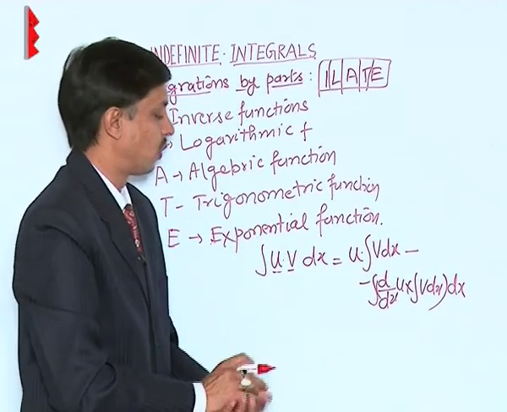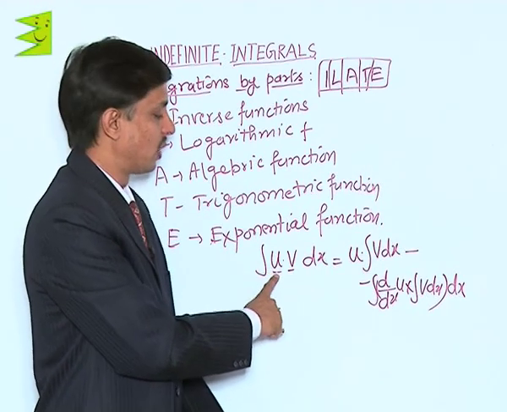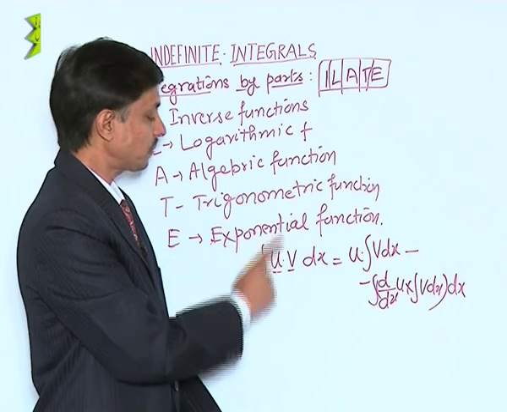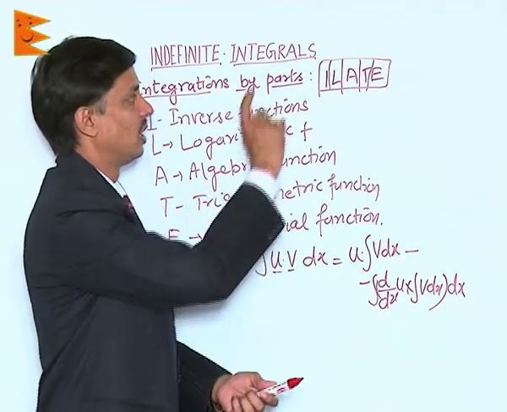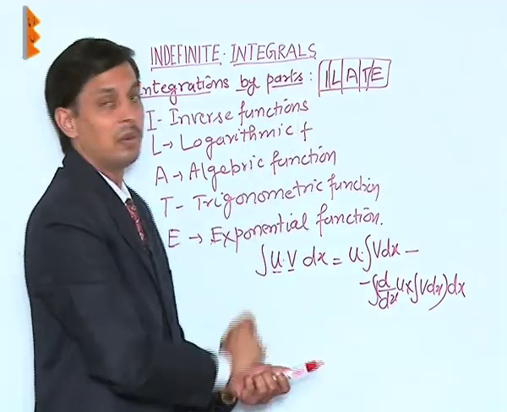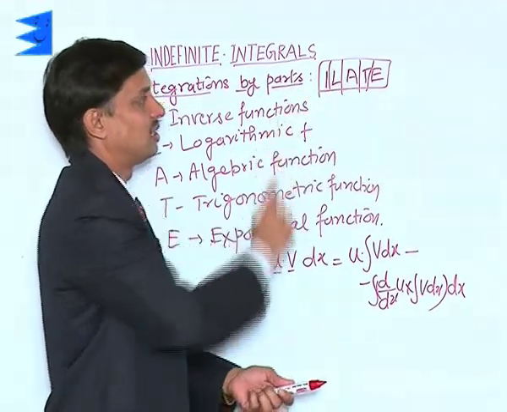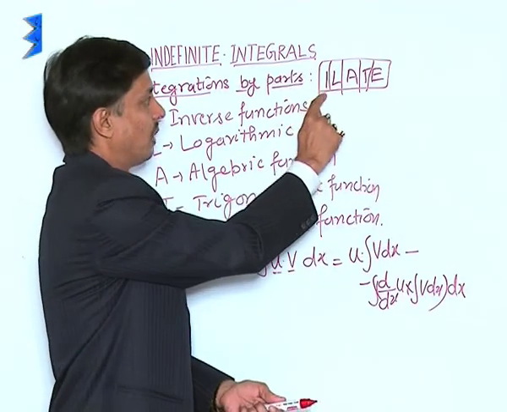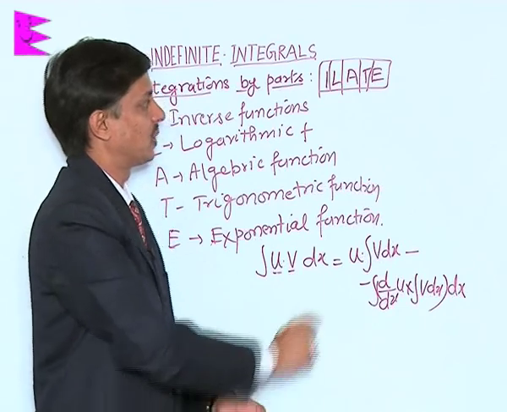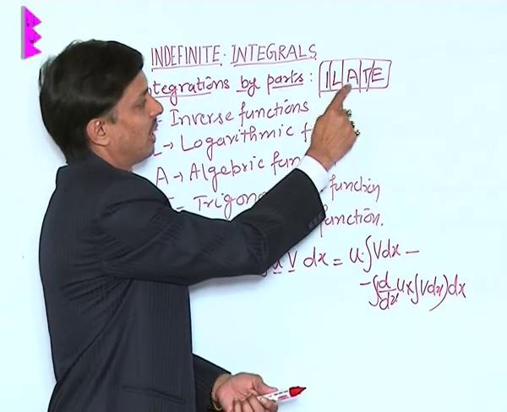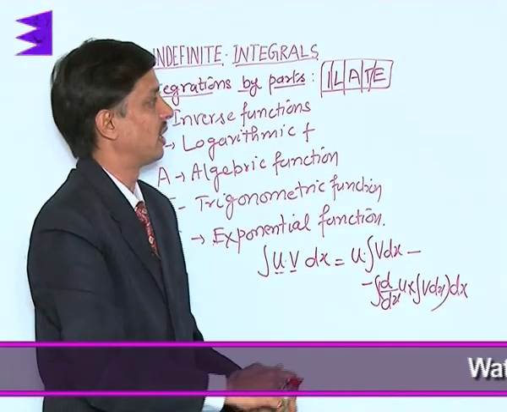Which function is first? It is not necessary that if u is written first, it will be taken as first. If an inverse function is there, then inverse will be taken as first. If inverse is not there, then logarithmic will be taken as first. If inverse and logarithmic are both missing, then algebraic will be taken as first. If inverse, logarithmic and algebraic are missing, then trigonometric will be taken as first. If inverse, logarithmic, algebraic and trigonometric are missing, then the exponential function will be taken as first.